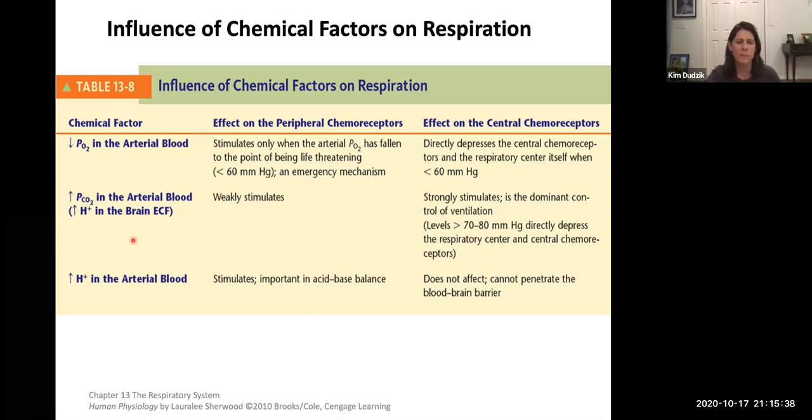Okay, and then if it's not about the partial pressure of CO2, but just the acidity in the blood, then we get more of the effect of the peripheral chemoreceptors, because that is more right at the tissues. All righty.